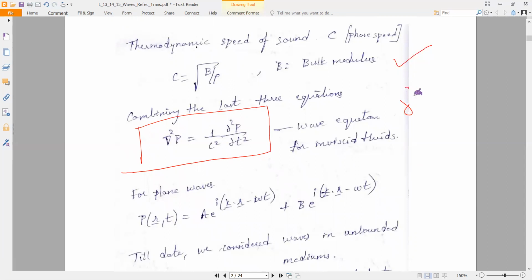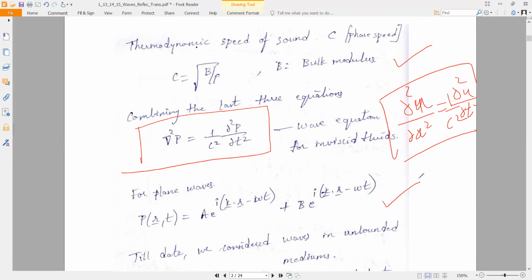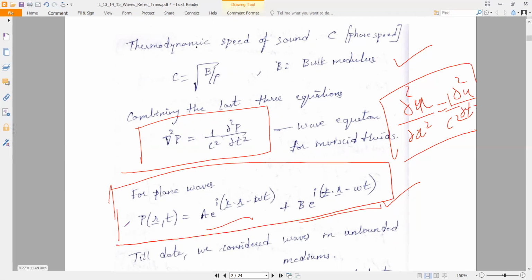This is very similar to our wave equation in a string: del square u by del x square is del square u by del t square times 1 by c square. It's very similar to that equation, just that this is in a three-dimensional form. And for plane waves, one can use the expansion of del square and write the equation as the following: a forward going wave and a backward propagating wave. So this is the general form of plane waves in an inviscid fluid.